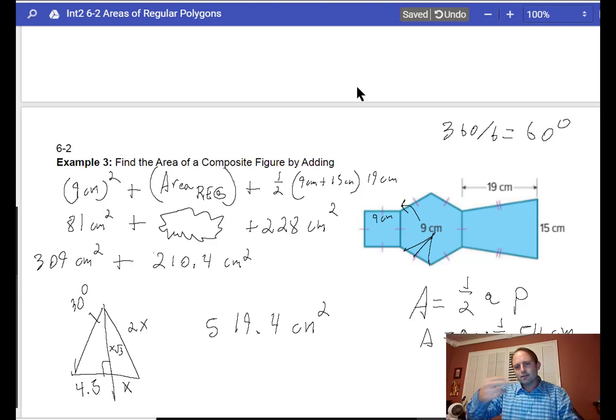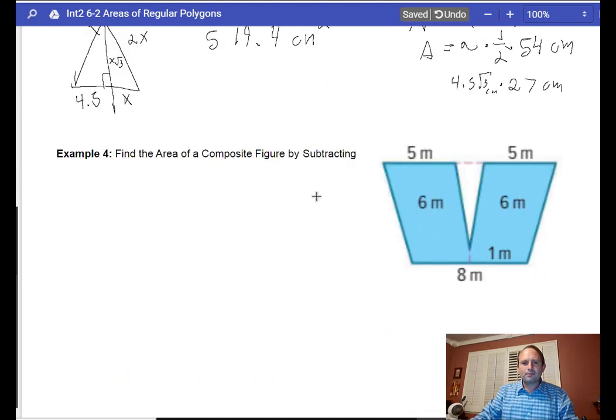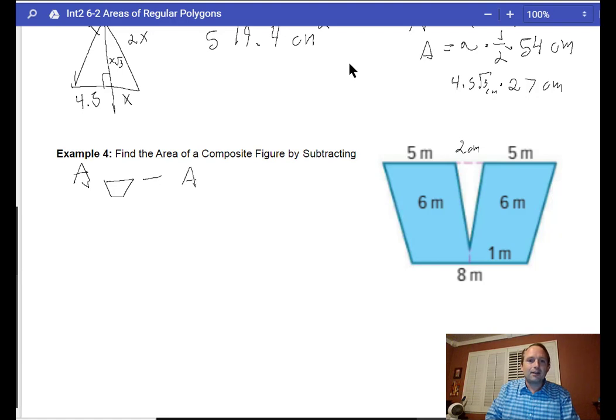All right, guys, let's go on to example 4. Find the area of a composite figure by subtracting. Okay. So first off, what we can do is figure out the area of this, and understand we're going to subtract the triangle. So the area of the trapezoid minus the area of the missing triangle right here.